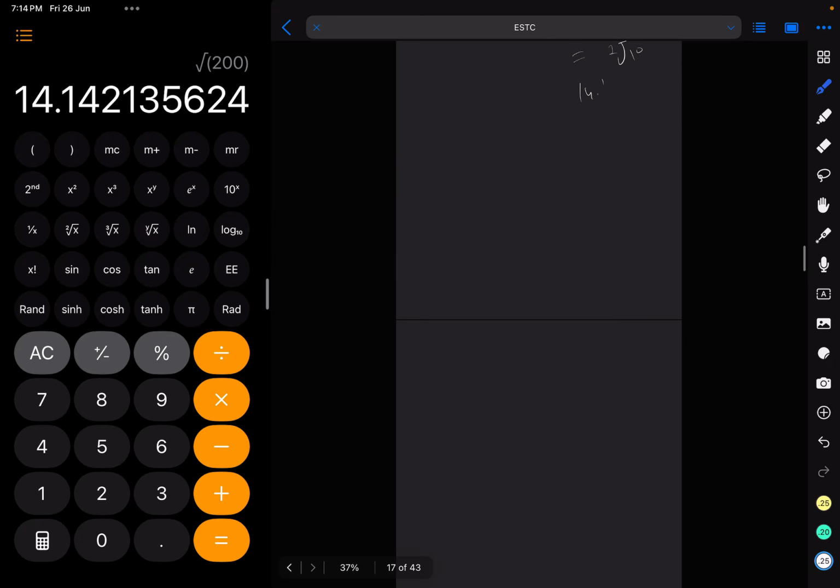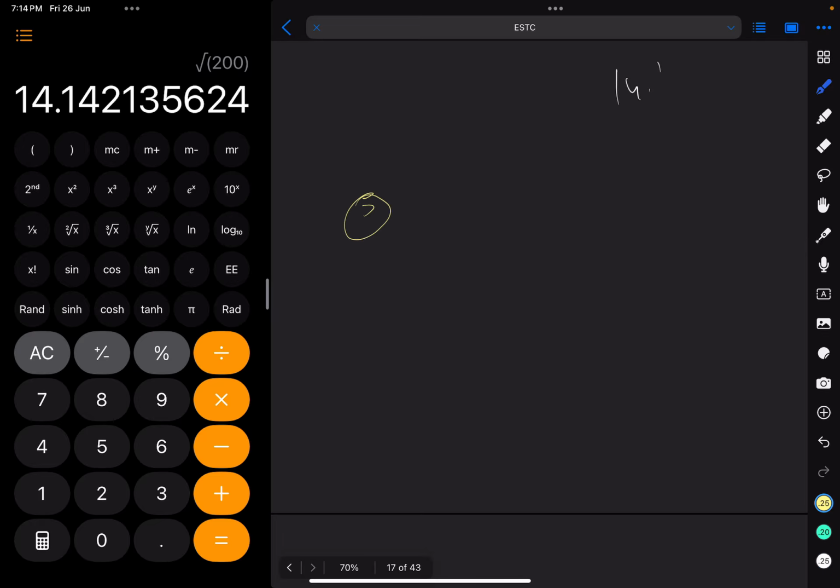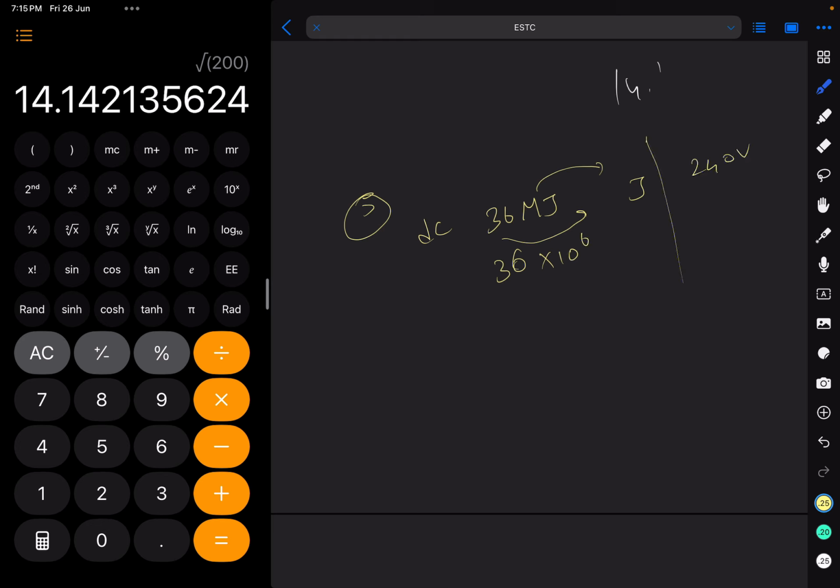Then fifth question, DC, 36 megajoule it seems. In order to convert this into joule, the unit is getting reduced, so the number should increase, so you should multiply it with 10 power 6. Mega means 10 power 6. We have given the 240 volt, 1 hour. We need to find the power. Very simple. Power is equal to energy by time. So they are asking in kilowatt.